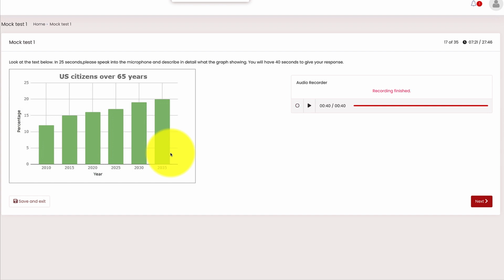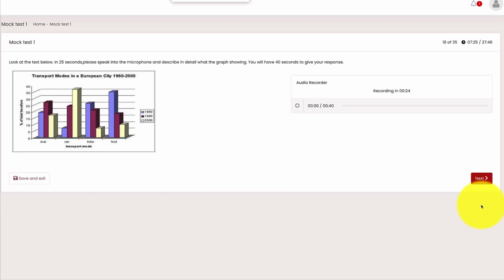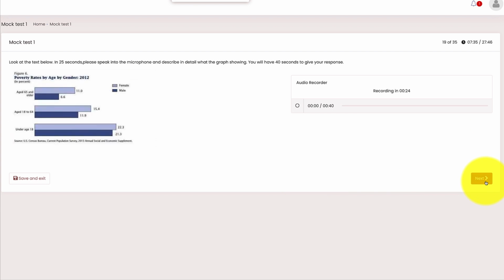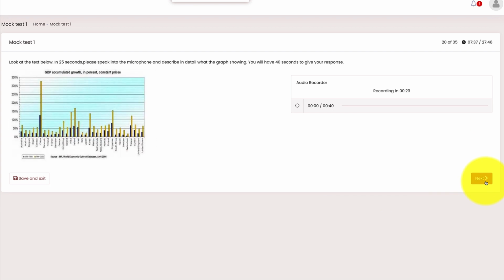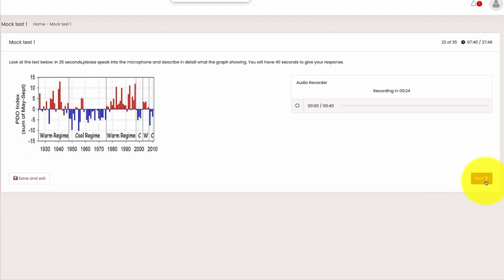Very simple question again. After describe image, the next question type you do is called, by the way, in describe image, you get different kinds of charts and maps and pictures and so on. So after describe image, the next type of question we get is called retell lecture. So let's have a look at that question type now.